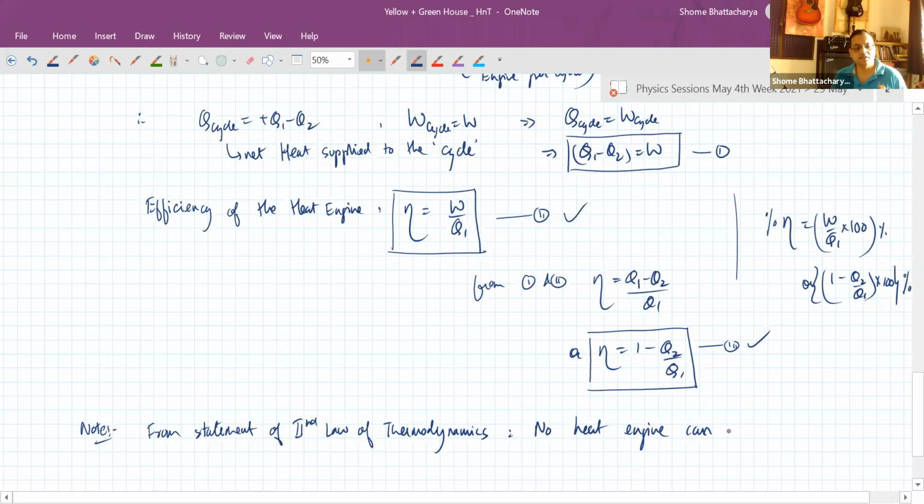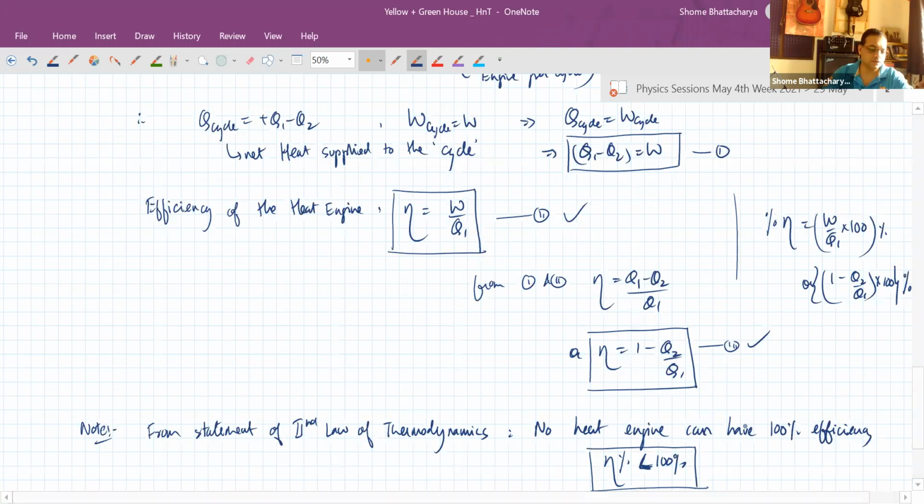Yeah, so no heat engine can have 100% efficiency. Heat engines will always have an efficiency percentage of less than 100%. This is the statement of the second law of thermodynamics applied to heat engines. So this is the statement of second law as far as our physics syllabus is concerned.